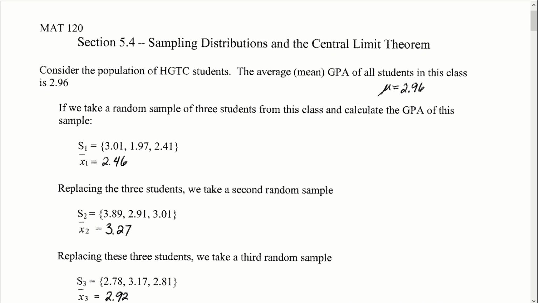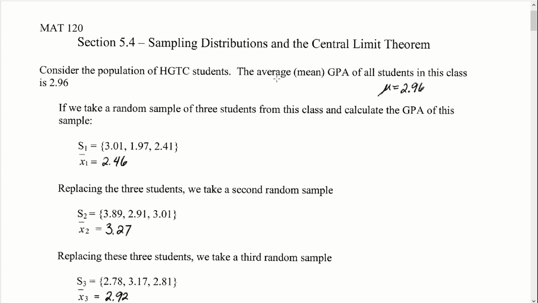In the last section of Chapter 5, which is 5.4, we're going to look at sampling distributions and the central limit theorem. To motivate some of the definitions and to show you how this is going to work, let's consider the population of HTTC students.